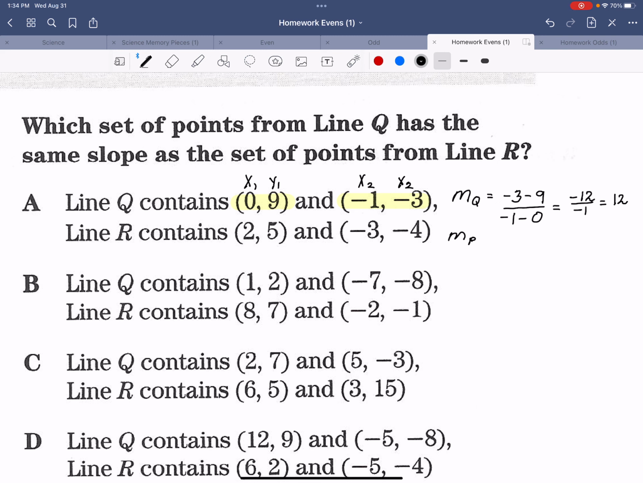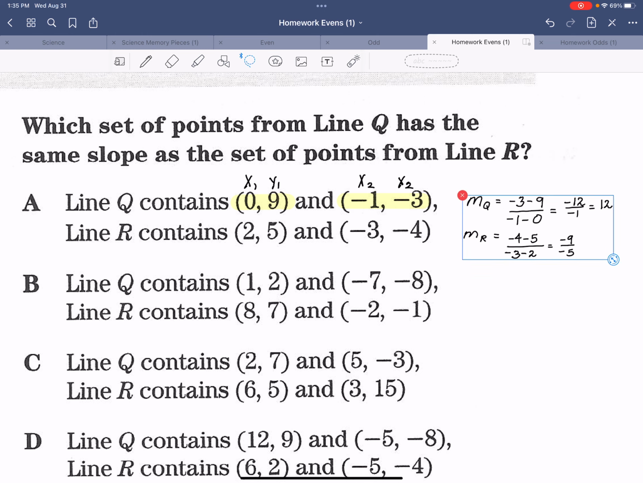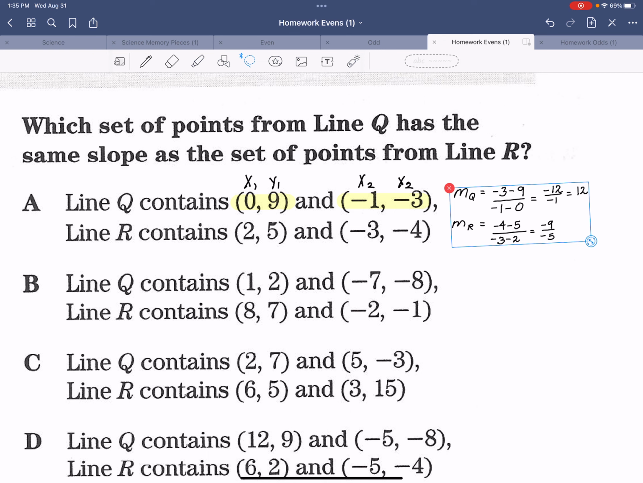Then the slope of R is negative 4 minus 5 over negative 3 minus 2. That's negative 9 over negative 5, and those are not the same. So it's not A. Whoever wrote this problem should be hit with rotten tomatoes. This is just a lot of work. If I got this on a test, I would skip it.